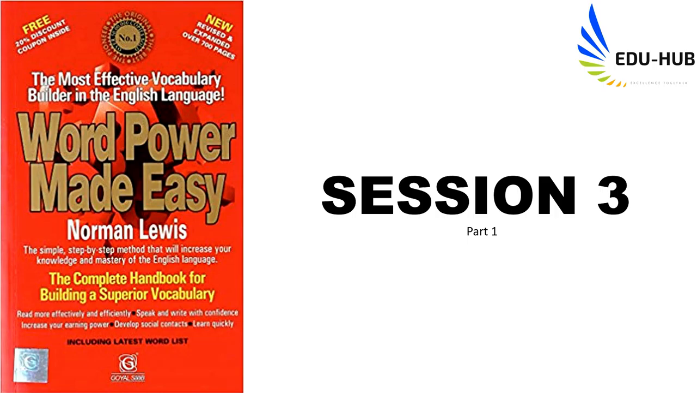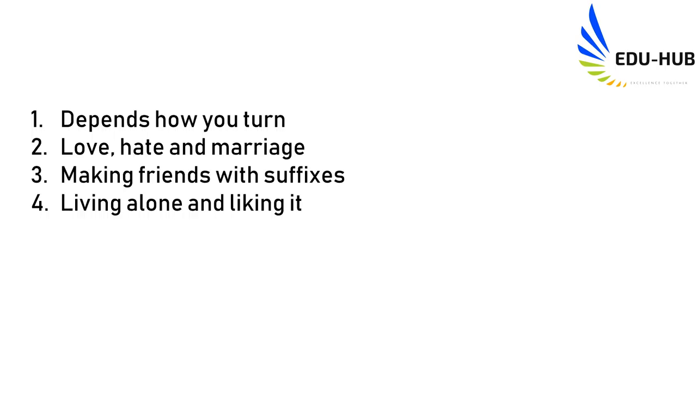It's a very easy session, and in this session we'll learn four things. First is depends on how you turn. Second is love, hate and marriage. Third is making friends with suffixes. Fourth is living alone and liking it. So coming to the first part, depends on how you turn.